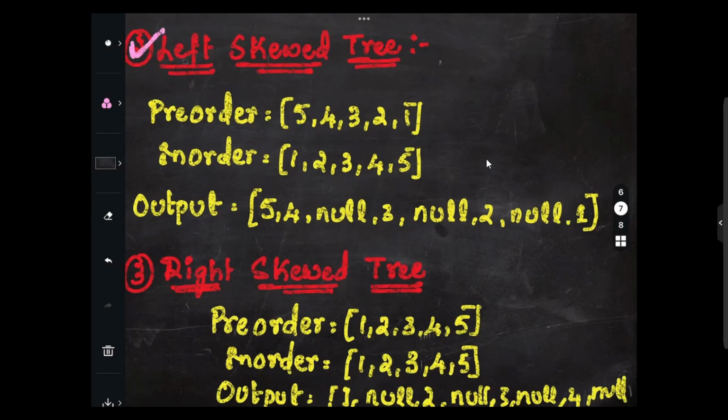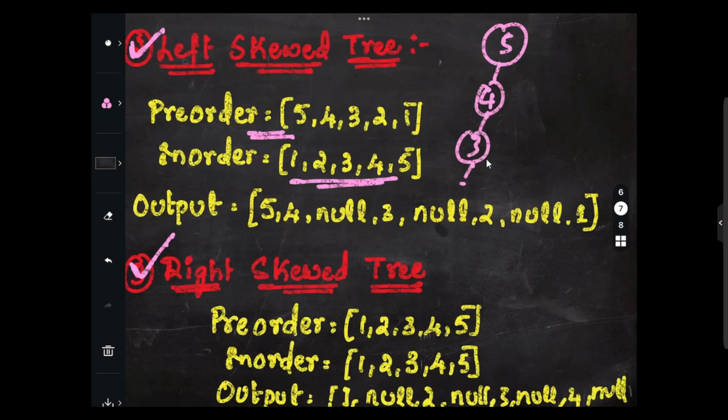So let's go with the second edge case, left skewed tree. We'll be considering left and right skewed trees. Basically, let's discuss the left skewed tree here. Pre-order is 5 4 3 2 1, in-order is 1 2 3 4 5. We know this one, right? This is a completely left skewed tree. We will get it this way: 5 4 3 2 1.